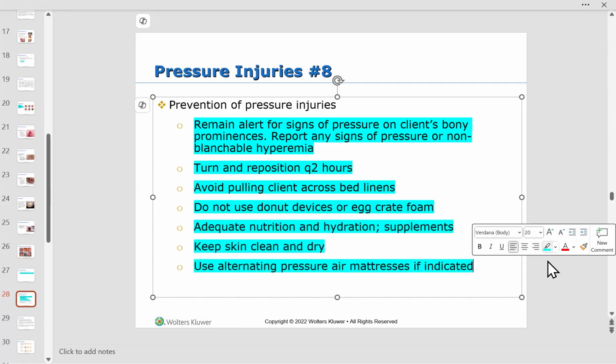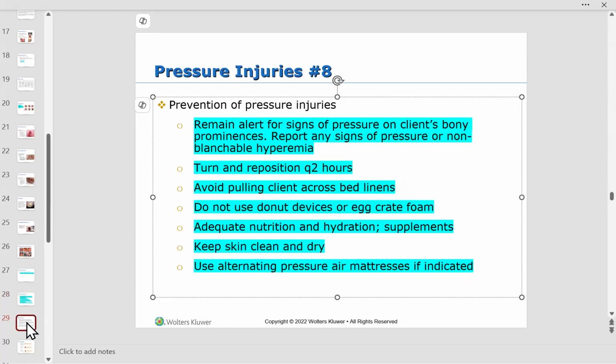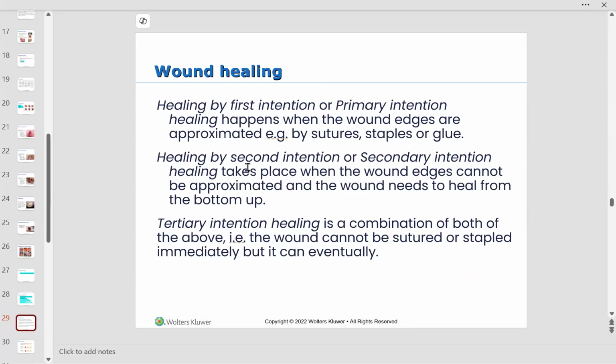And if necessary, you can order some things like an alternating pressure air mattress, which is a mattress overlay that actually changes pressure to kind of help move them when they're not moving. Okay? They're very nifty. Let's talk about how wounds heal. You have primary intention, secondary intention, and tertiary intention.